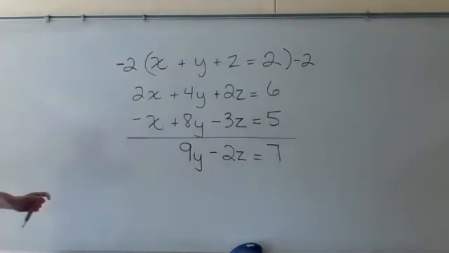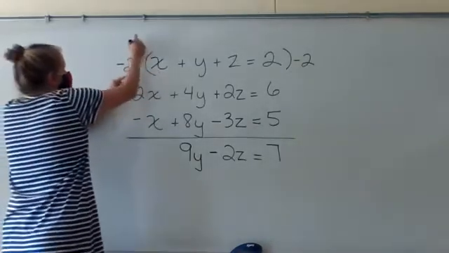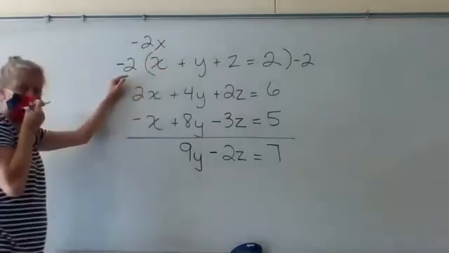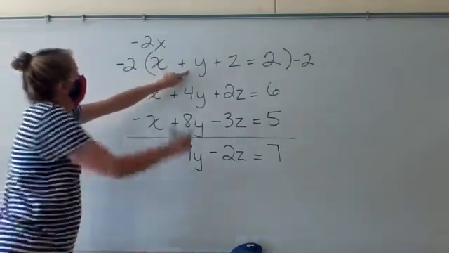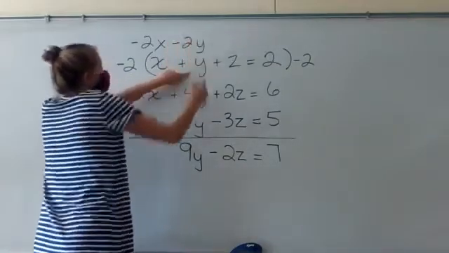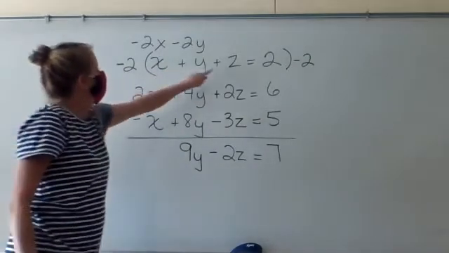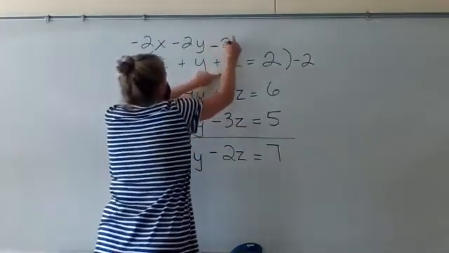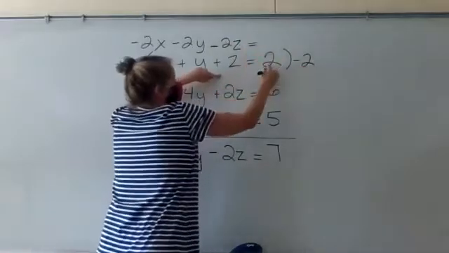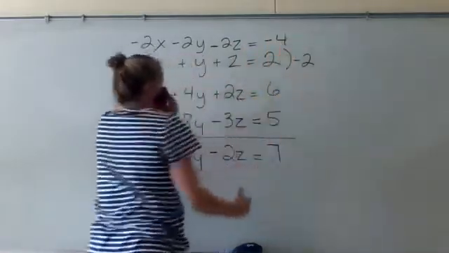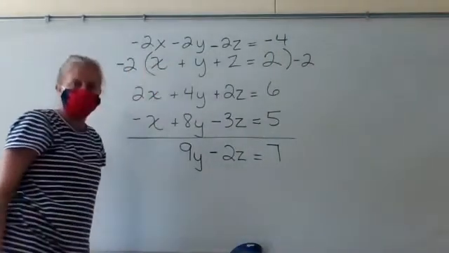So let's see what that gives me. Negative 2 times x gives me negative 2x. Negative 2 times positive y gives me negative 2y. Negative 2 times positive z gives me negative 2z. The other side, negative 2 times positive 2 is negative 4. Now remember, any equation that you mess with, you can now forget about.